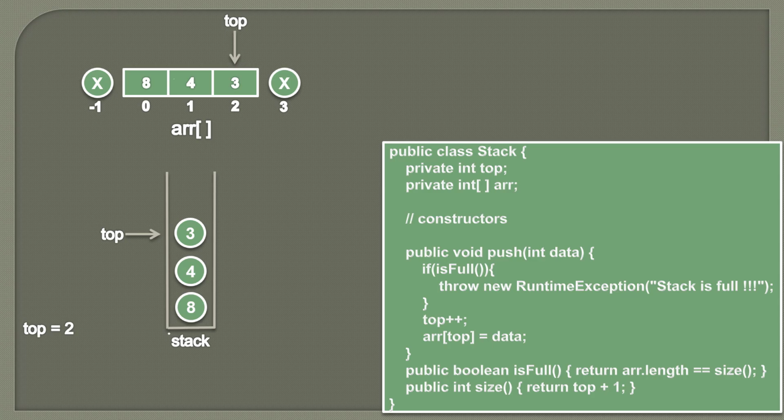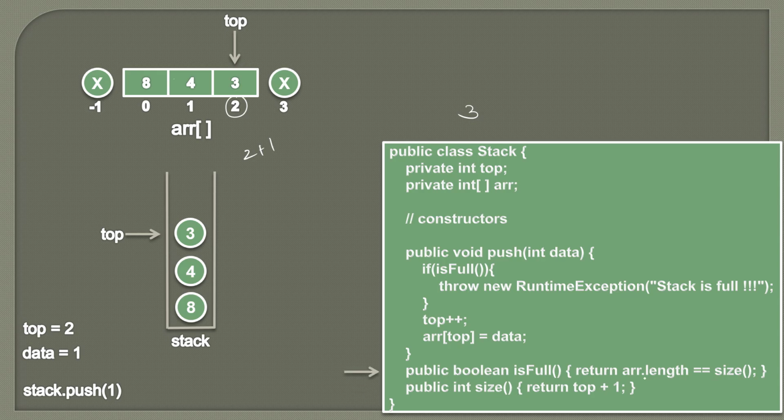So now let's push one more element with the data as 1. So the push method will be called with the data as 1. Now here you can see the initial capacity of the array was 3 and the stack has 3 elements. It means the array is completely occupied. So when we call the isFull method to check whether the stack is full or not, array.length is 3, and when we call the size method, we know that the current size of the stack is 3. It simply returns top plus 1. So the value of top is 2. So it returns 2 plus 1, which is 3.